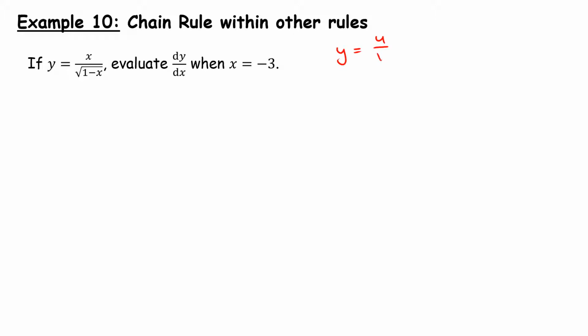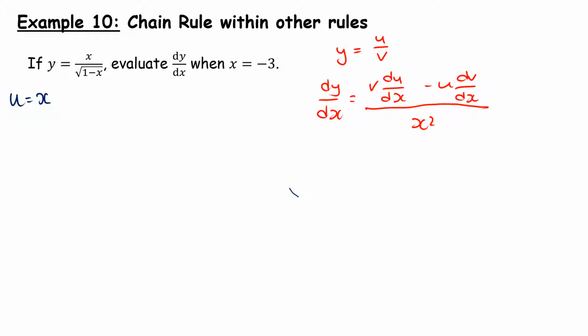So y is equal to u over v, so then to get dy dx, I have v du dx minus u dv dx all over x squared. So I set this up like a normal quotient rule. I have my u is equal to x, so du dx is 1, and my v is equal to square root of 1 minus x, which I can't work with, so instead I have to get rid of that square root and write it as a power of a half.